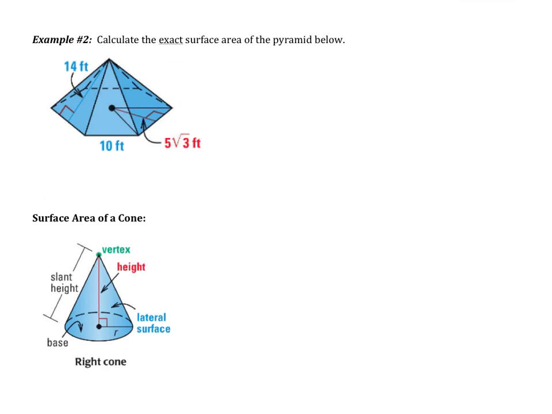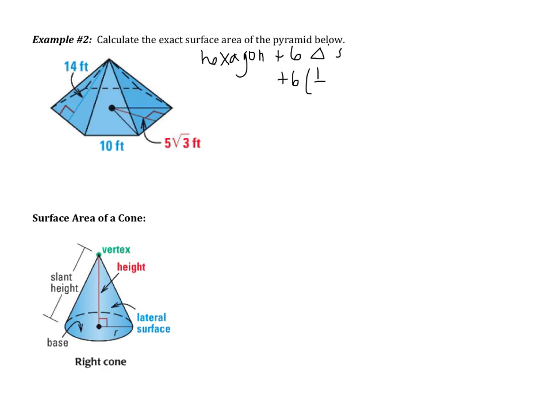Example number 2. It says calculate the exact surface area of the pyramid below. Okay. So in order to find the area of this pyramid, I'm going to need that hexagon that's the base. And I'm going to need to add the 6 triangles. Okay, so the hexagon, let's leave that one for a minute. And let's do the 6 triangles instead.